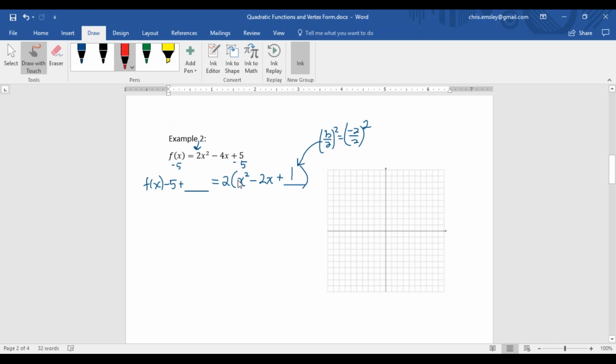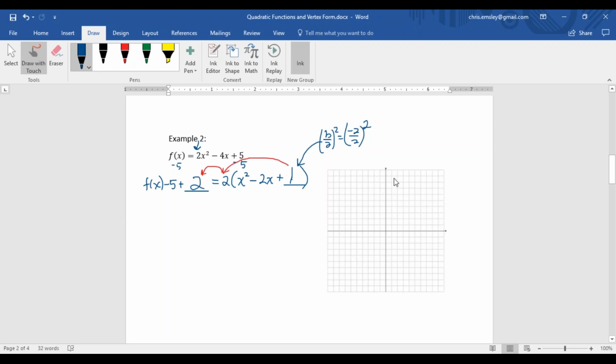This positive 1 is inside a set of parentheses. That means we haven't just added positive 1 to this side. We'd have added positive 1 times 2. That's what needs to go into this blank, because whatever's inside that parentheses is affected by the coefficient out front. So when we put a 1 inside the parentheses, what we've really added is a 1 times 2, which is a 2.